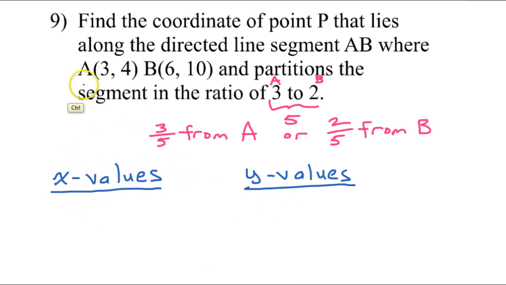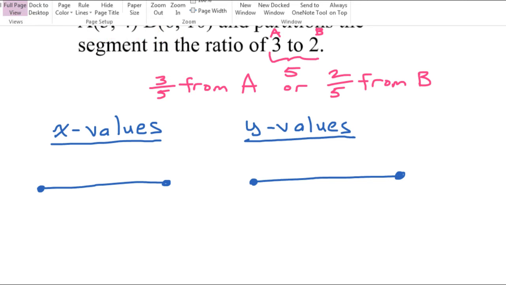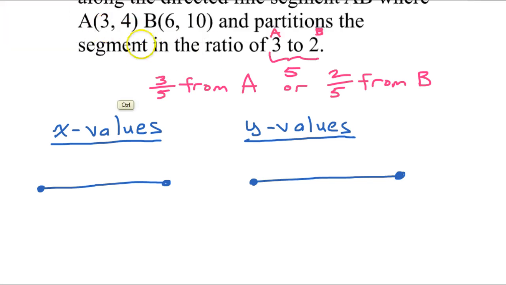Okay, so first, focus your eyes on the x values. Let's make ourselves a little number line. So, AB, here comes my number line. Remember, right now, this is x values, and then this will be y values. For x values, I have 3 and 6. So I'm going to put the 3 here and the 6 here. I always put them in order from least to greatest. So that means this 3 is A, and the 6 is the B.